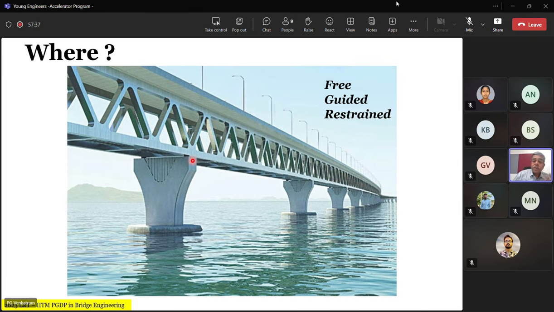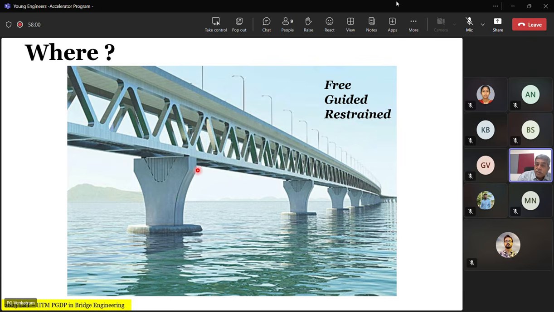Where do you use a shock transmission unit? Suppose you have a restrained pier. If the structure is continuous for say a few spans, then the inertial forces due to seismic effects in the longitudinal direction will all go to that restrained bearing. So what does that mean? That means that the pier, the substructure and that restrained bearing will be designed for a very large force in the case of an earthquake.